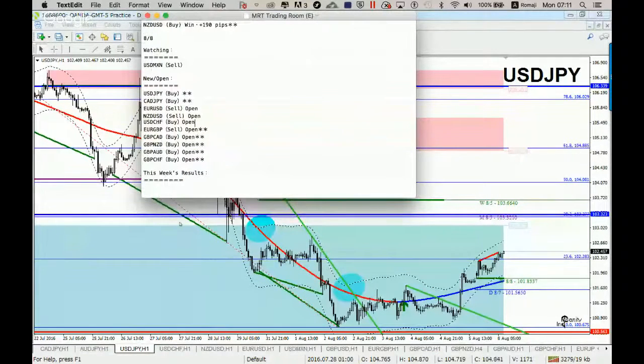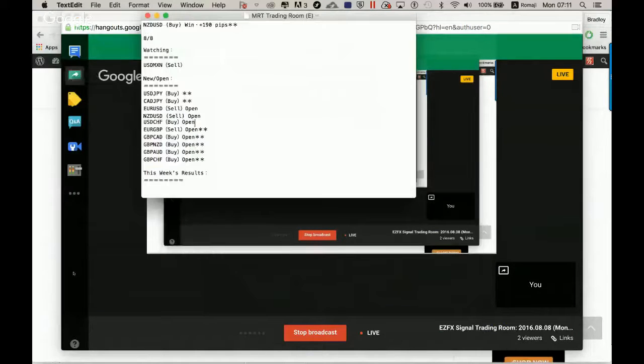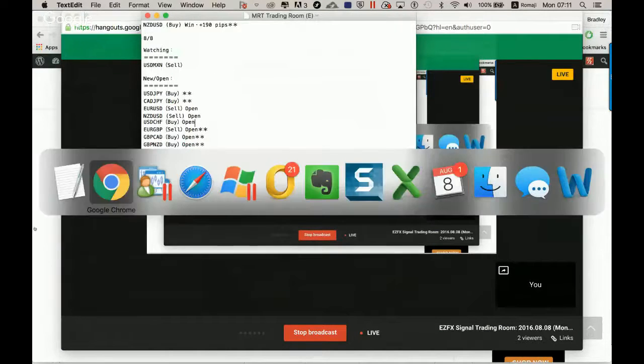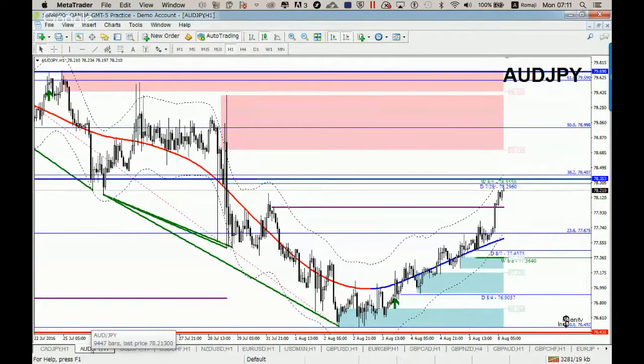So first of all, there was an additional trade that I sent out, an Aussie yen buy, that I want to add to our list. This trade set up pretty nicely. Class A zone.